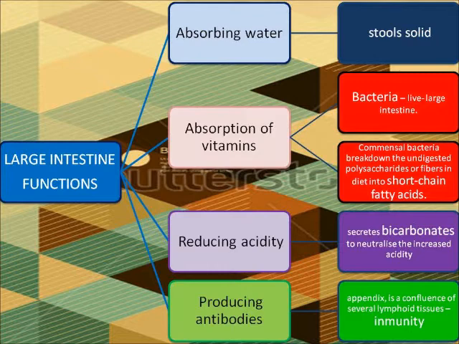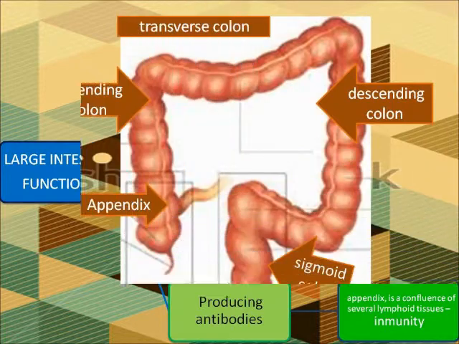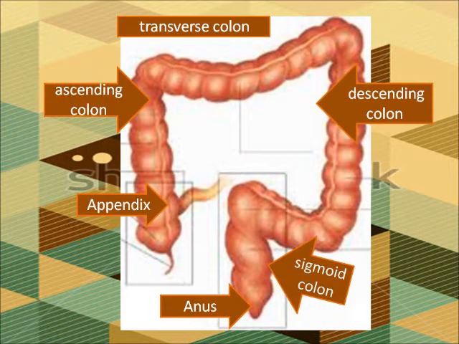These are called commensal bacteria that break down the indigestible polysaccharides or fibers in the diet into short-chain fatty acids. Another function is reducing acidity, because it secretes bicarbonate to neutralize the increased acidity. Another function is to produce antibodies, and the appendix is a confluence of several lymphoid tissues to produce immunity. The large intestine is formed by the cecum, appendix, ascending colon, transverse colon, descending colon, sigmoid colon, rectum, and anus.